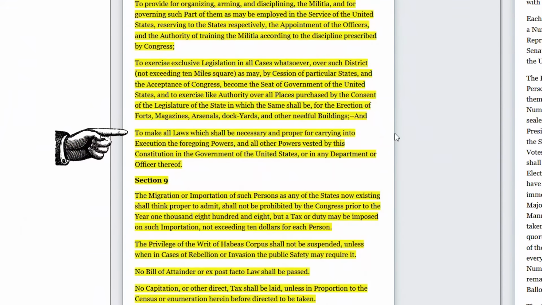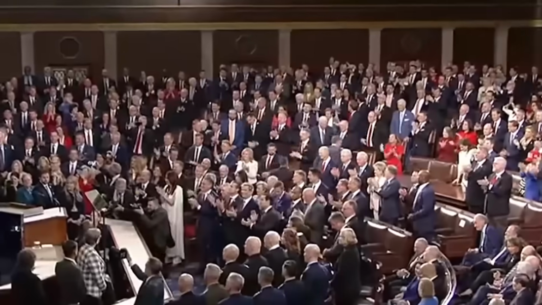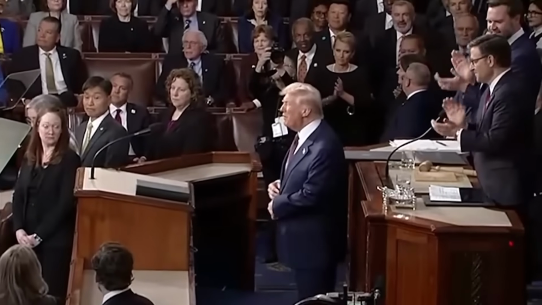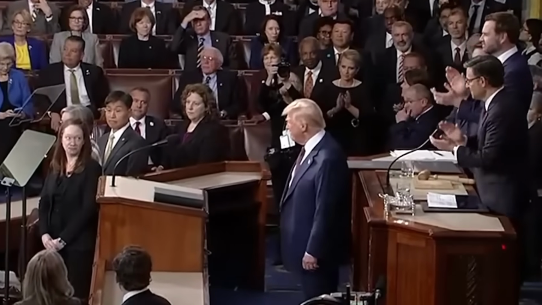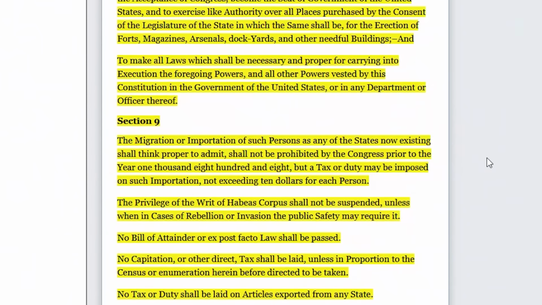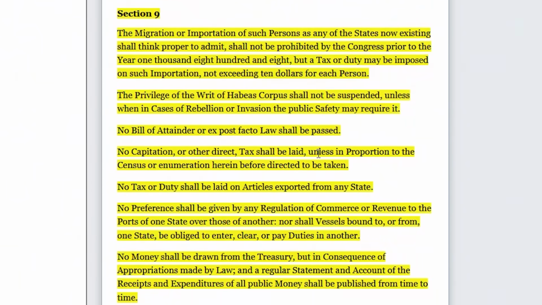To make all laws which are necessary and proper for carrying into execution the foregoing powers and all powers vested by this Constitution. So this has to do with what Congress has the power to do, not what the president has been doing, as if he just has the power to do pretty much anything he wants. Then you have Article 2, where it's like I have the right to do whatever I want as president, but I don't even talk about that. Then you have all of Section 9 having to do with migration or importation of persons. And it says the privilege of the writ of habeas corpus shall not be suspended unless when in cases of rebellion or invasion the public safety may require it.